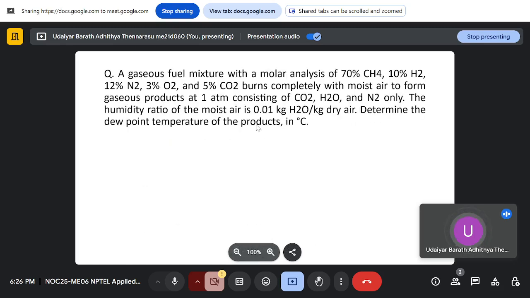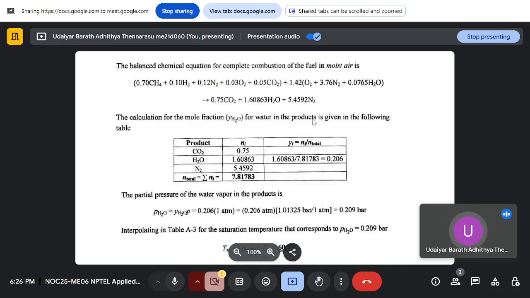So here, assuming it is all happening at atmospheric pressure, 1 atmospheric pressure is 1.01325 bar, times your mole fraction gives you the partial pressure of water vapor. So 0.206 into 1.01325 gives you 0.209 bar. So from the steam table, corresponding to 0.209 bar, your saturation temperature is 60.9 degrees Celsius. So the dew point is 60.9 degrees Celsius.